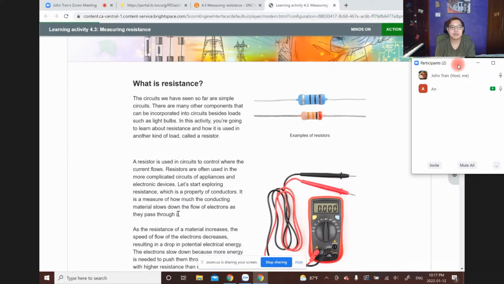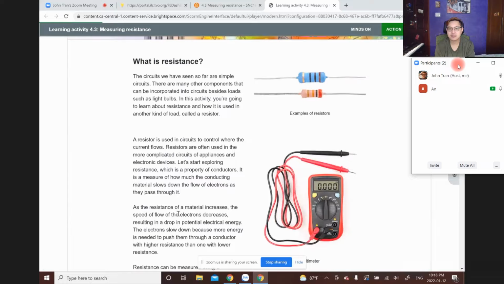Of course, it measures how much conducting materials slow down the electrons as they pass through it. So basically, it just resists the flow of electrons. Let's just make it simple like that. Resistance is the ability of a material to resist the flow of electrons through it. How much it slows down the flow of electrons as they pass through it, how much the electrons are prevented from going further. That's resistance. Okay, you can continue.